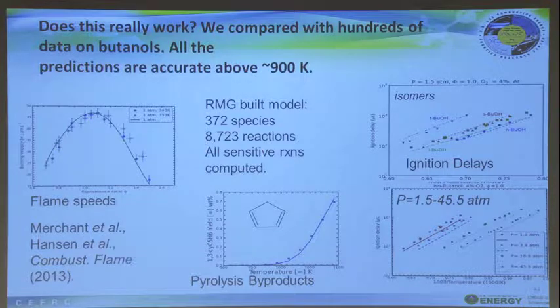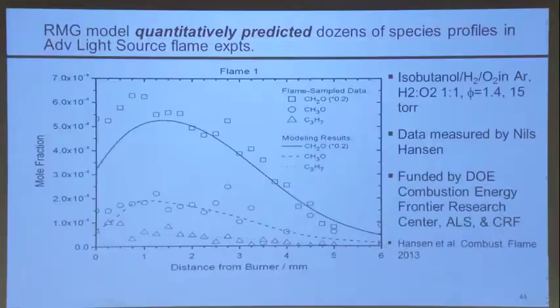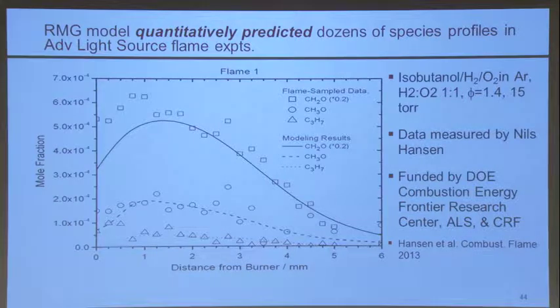Now, we were slow, and many of these measurements were actually made before we got the model working. But for this one, the measurements were made after we had the model. These are the concentrations of different species in a flat flame as measured by Nils Hansen at the Advanced Light Source, using synchrotron photoionization mass spectrometry to measure all the products. You can see we predict formaldehyde, methoxy, propyl radical, all kinds of species that are pretty difficult to measure. He could measure them, and RMG had predictions, and the predictions are pretty close.